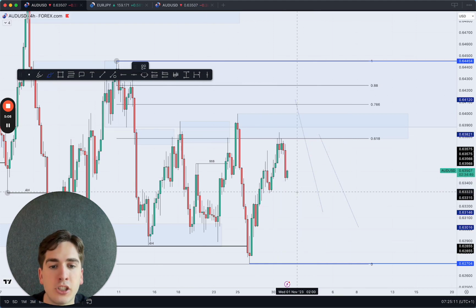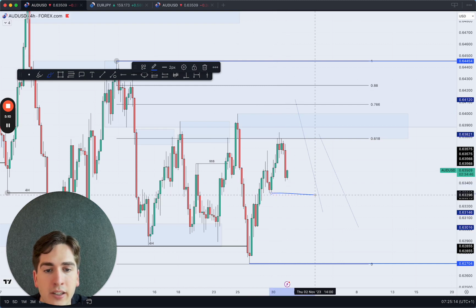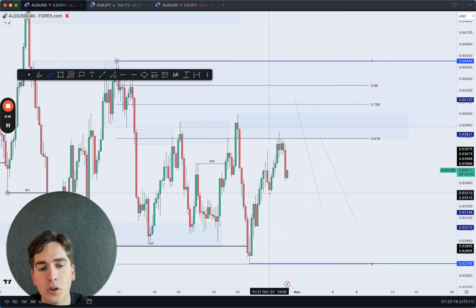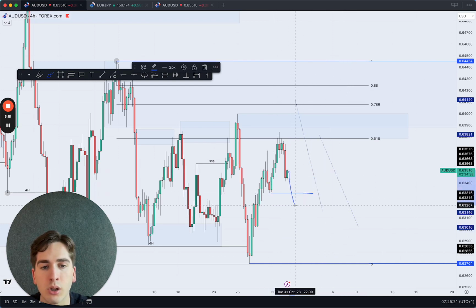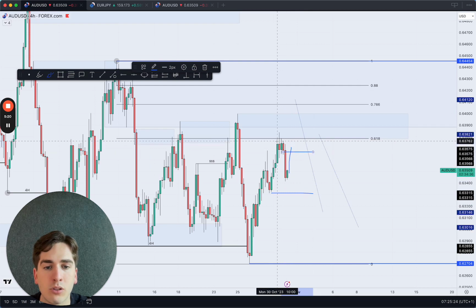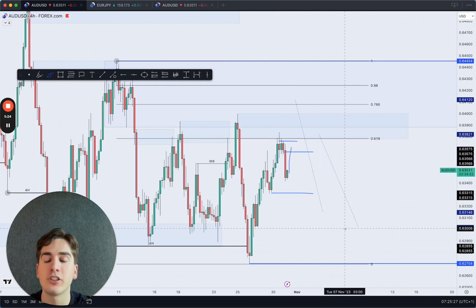So for that change of character to happen, we need this low over here to break. Then it would be far higher probability that Aussie dollar is ready to sell off in towards the downside. So I would love to see some more momentum here on Aussie dollar before retracing back up in towards what people would call supply over here. But for me, this isn't supply due to the fact that it has not achieved anything.